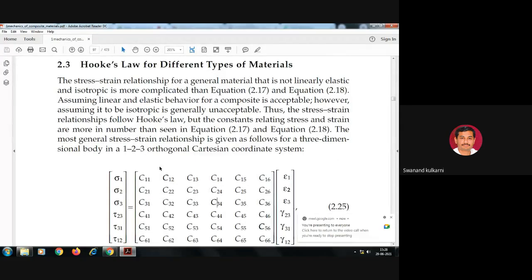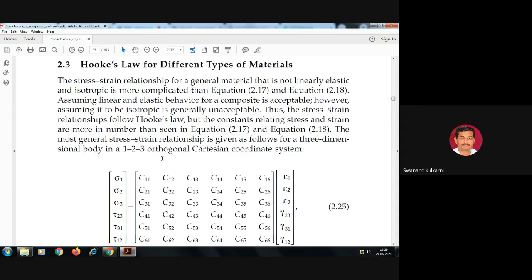Inside that, we have seen what is meant by isotropic material, transversely isotropic material, monoclinic material, orthotropic material, and anisotropic material. So these different types of materials we discussed during the last lecture. And now we are going to observe Hooke's law, how it is applied for the different types of materials.